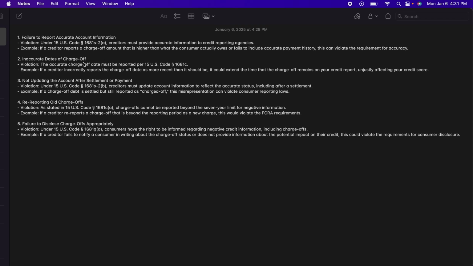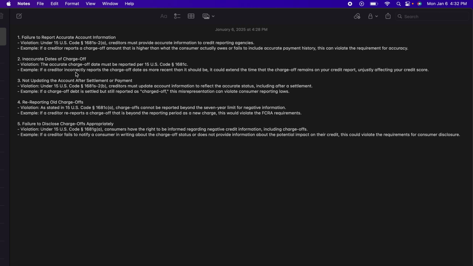Inaccurate dates of charge off. So violation: the accurate charge off date must be reported per 15 USC 1681c. So example, if a creditor incorrectly reports the charge off date as more recent than it should be, it could extend the time that the charge off remains on your credit report, unjustly affecting your credit score.